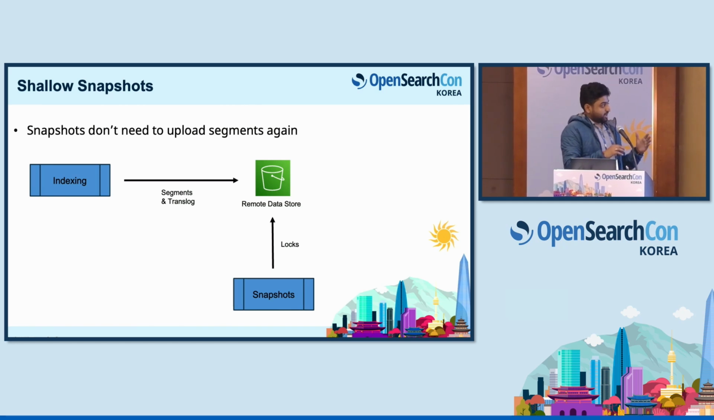So these snapshots become pretty seamless now, and they are pretty fast because you're not uploading the data as you were doing with document replication. You are just uploading one log file per shard in the snapshot.